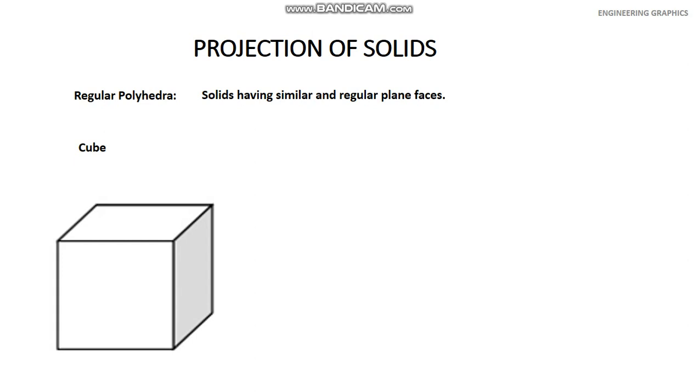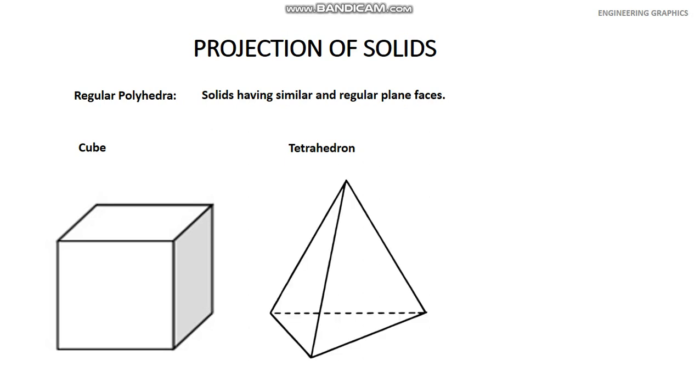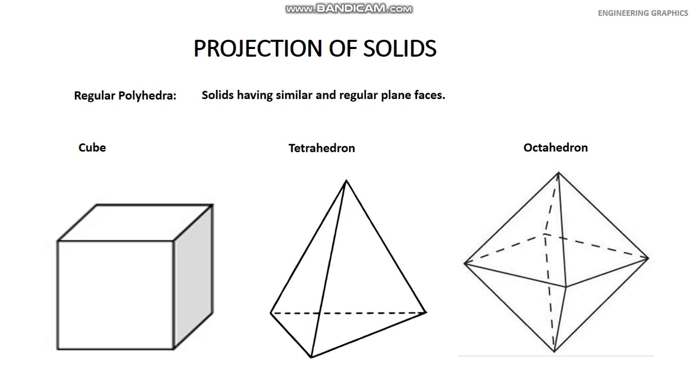Regular polyhedra are the solids having similar and regular plane faces. Examples are, for example, cube. Cube is having 6 squares. Tetrahedron. Tetrahedron is having 4 equilateral triangular faces, and octahedron. Octahedron is having 8 equilateral triangular faces.